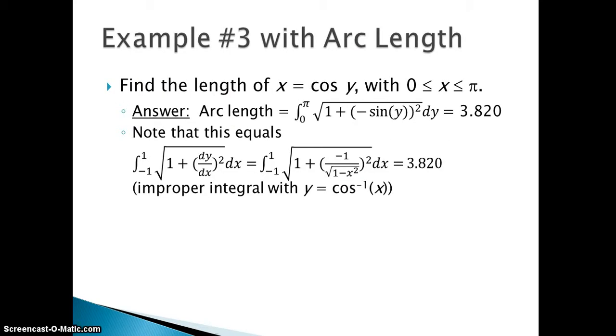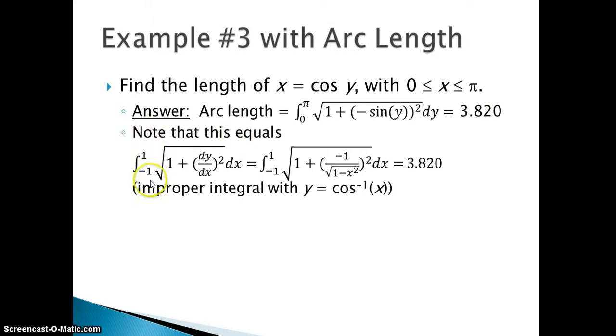Example 3, find the length of x is equal to cosine of y with y going between 0 and pi. That should be a y on there. In this case, the arc length is the integral from 0 to pi of the square root of 1 plus (negative sine of y) squared, dy, since things are all in terms of y. And we end up with the answer of 3.820.